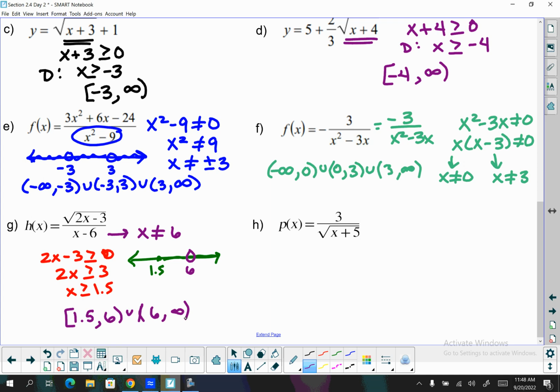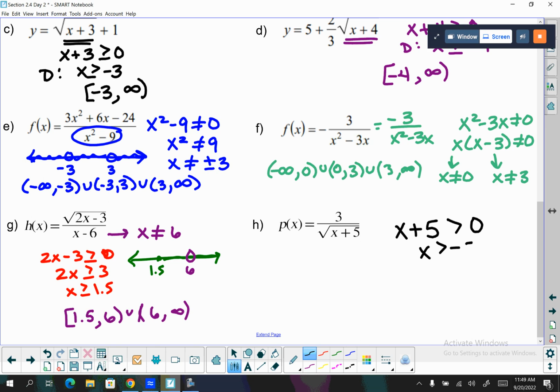Last one. My square root is in the denominator. So now what's under my square root can't be negative, but it also can't be 0, because then it would be a 0 in the denominator. If you have a square root in the denominator, it's going to look just like the square root problems. You're just not going to say equal to anymore. I'm not allowed to equal 0 because it's in the denominator. So x has to be strictly greater than -5, which my domain would be then -5 with the parentheses all the way to positive infinity.